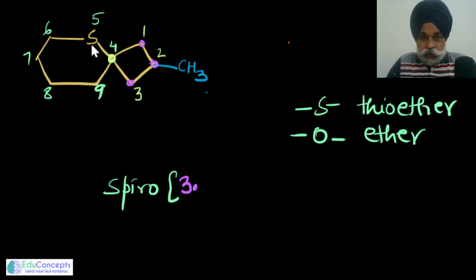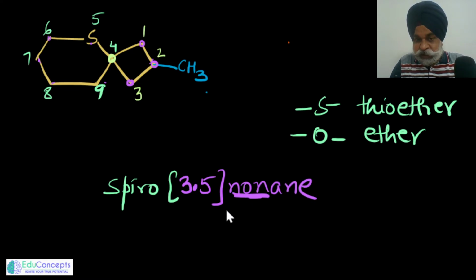Then 1, 2, 3, 4, 5. I counted sulfur as carbon. Spiro 3, 5. In totality you have 8, and 1 is the bridgehead, 9. So it is nonane. But actually it is not nonane. Non means 9 carbon atoms.